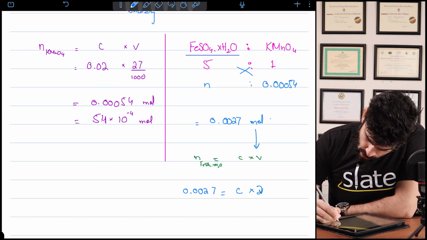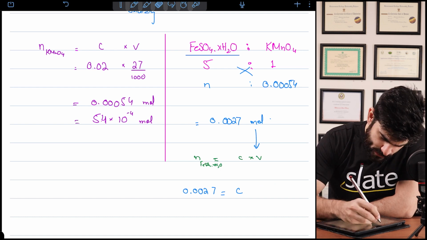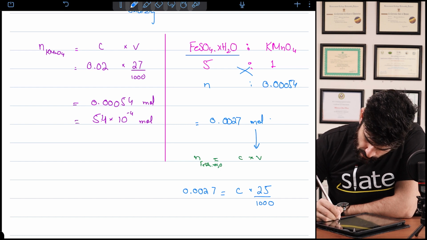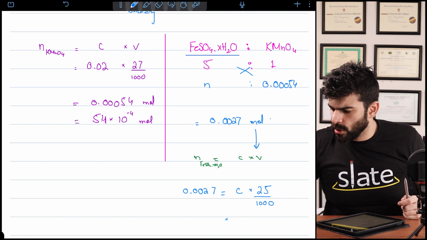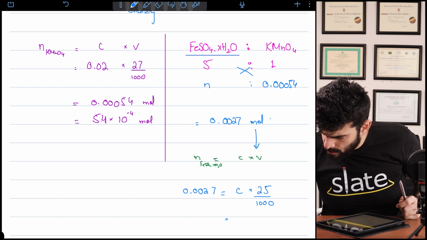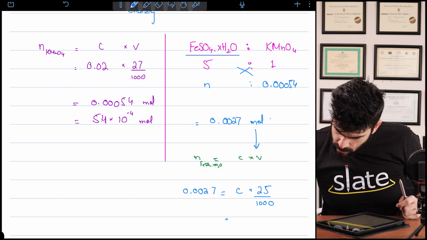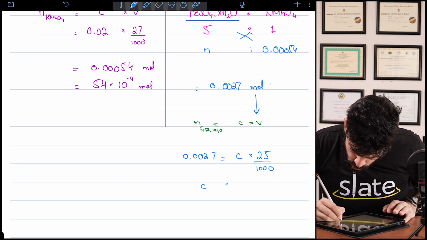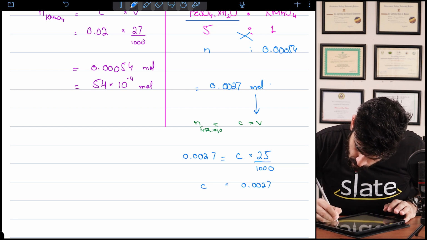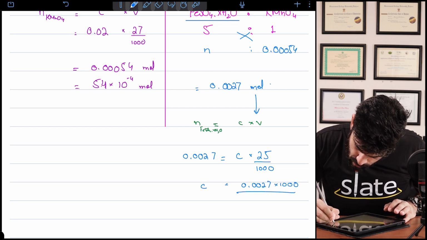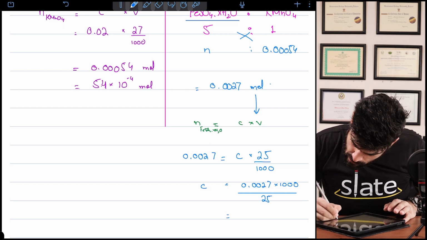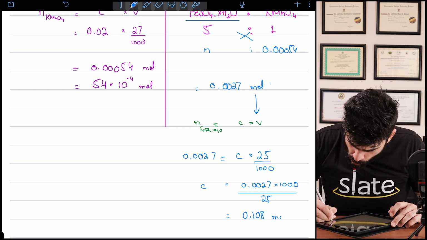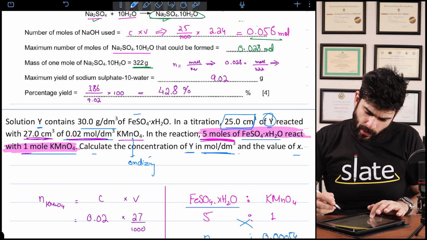So 25 divided by 1000. So let's do the cross multiplication again. C equals to 0.108 mole per dm cube. We're done with one concentration.